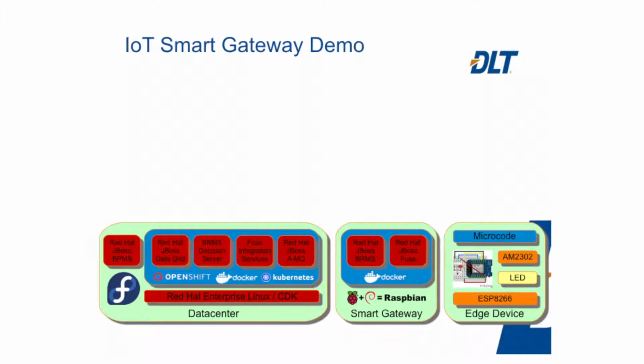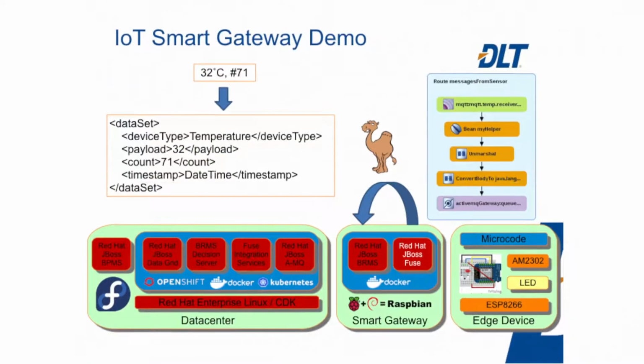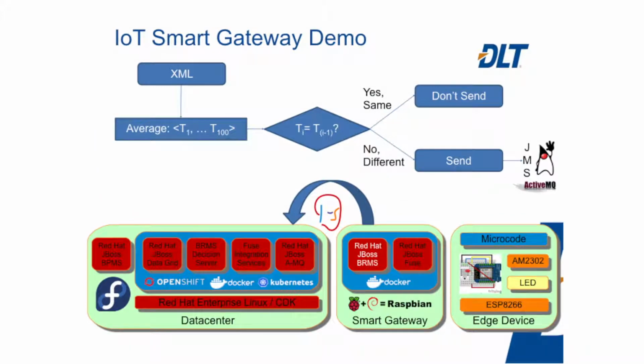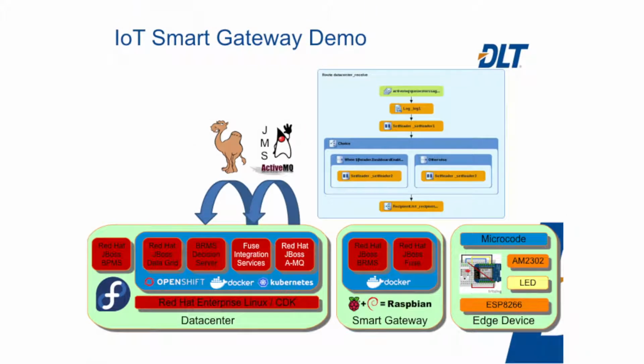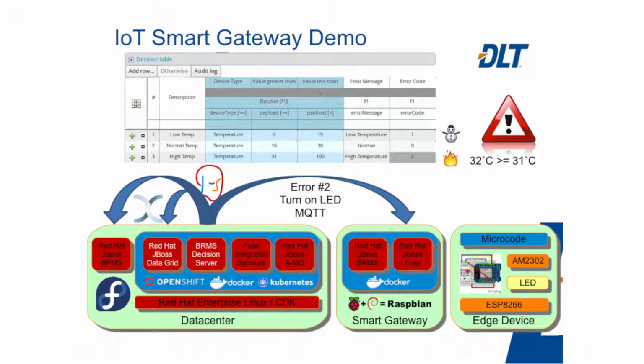Let's clear things up a bit here and show you what's going to happen in more detail. The sensors send temperature, relative humidity, and voltage information once every second to the Smart Gateway. Fuse enhances the data, transforms it into XML, and sends it to the rules engine. BRMS calculates the average and decides to send the data forward based on if the value has changed. Now on the data center, the values are pre-processed by AMQ and Fuse integration services. The decision server analyzes the temperature and will raise an alert if the value is too high or too low.